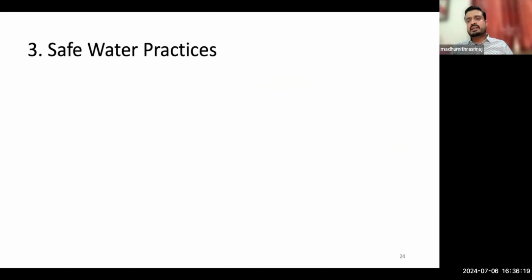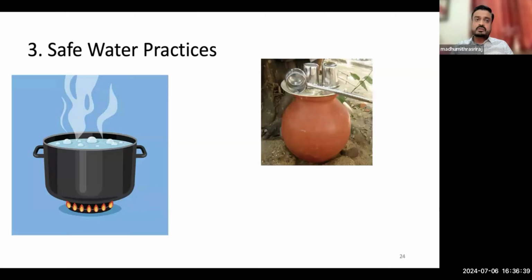Now, safe water practices. I am sure all of you are doing it already. In recent years, I find there are certain companies checking the quality of water in our houses. That has improved a bit, but you can also make sure we practice safe measures in a limited resource setting where we cannot afford everything.